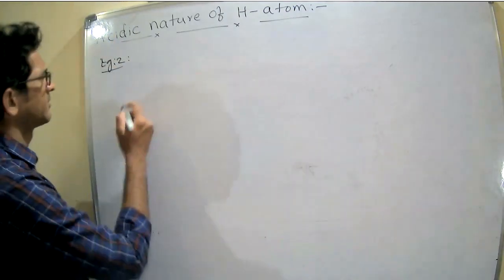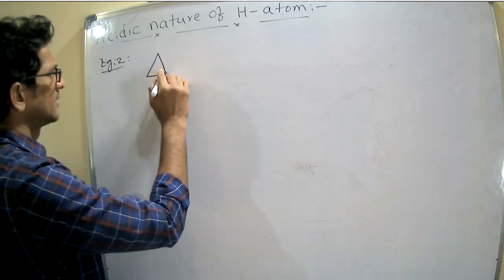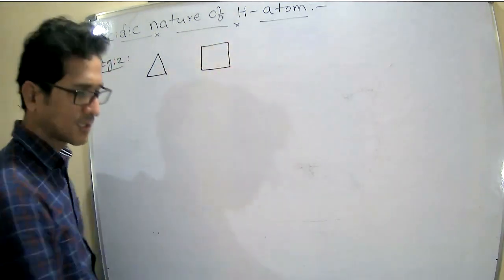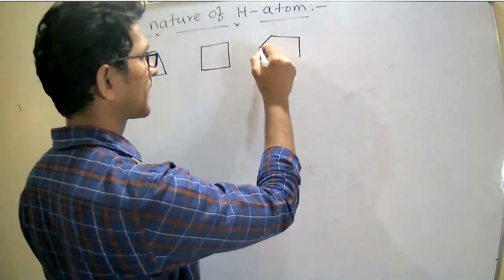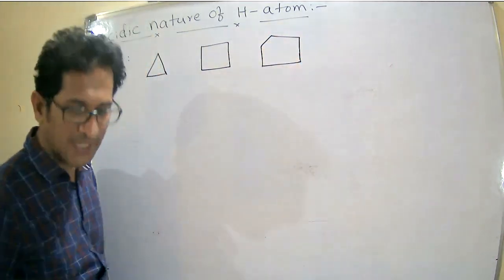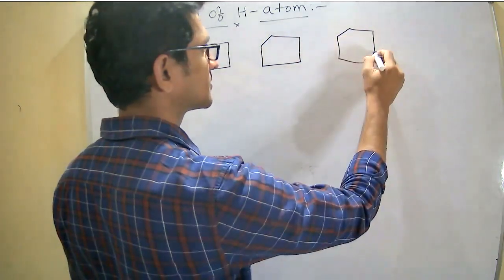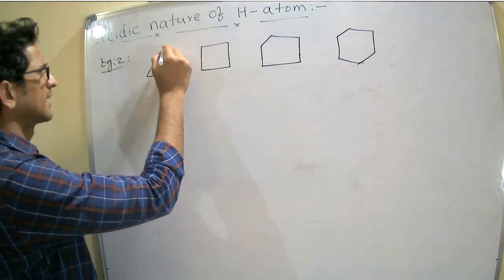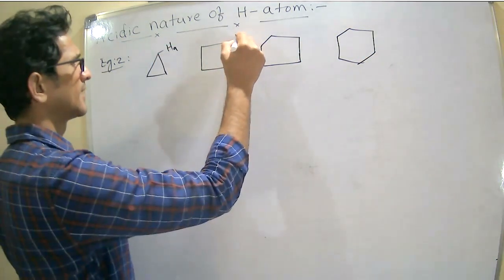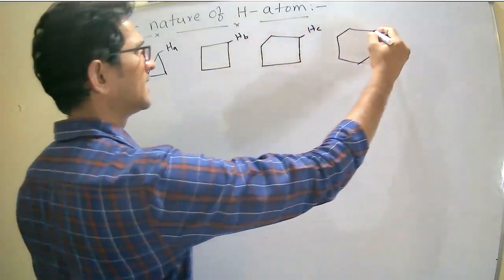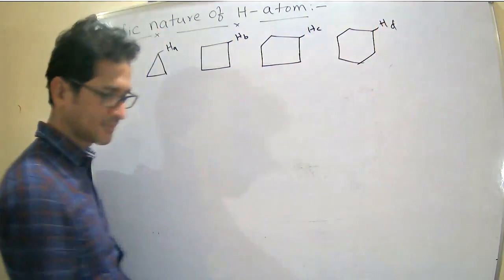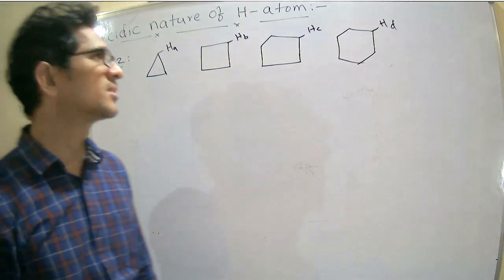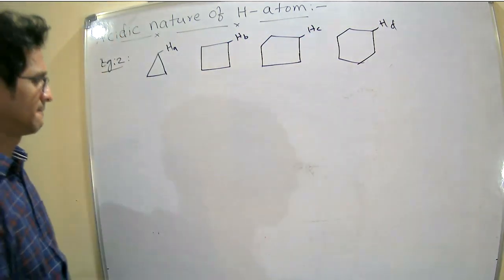We will write some: cyclopropane, cyclobutane, cyclopentane, cyclohexane. Right. Simply I am writing that HA, HB, HC, and HD. Among these four hydrogens, which is more acidic in nature?